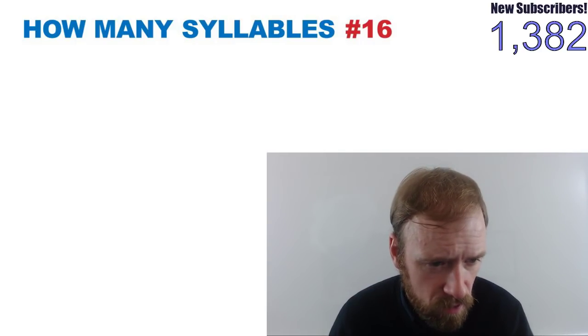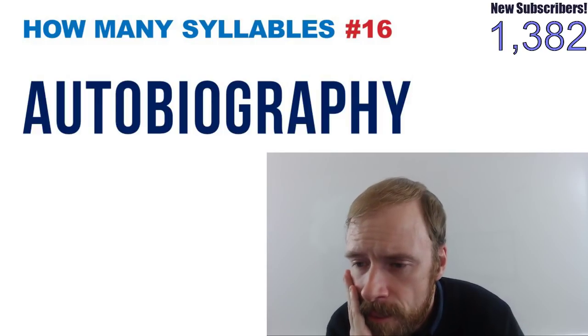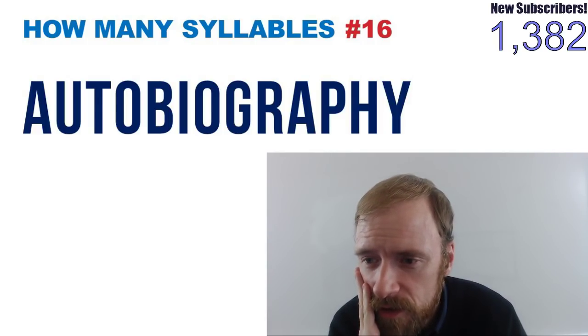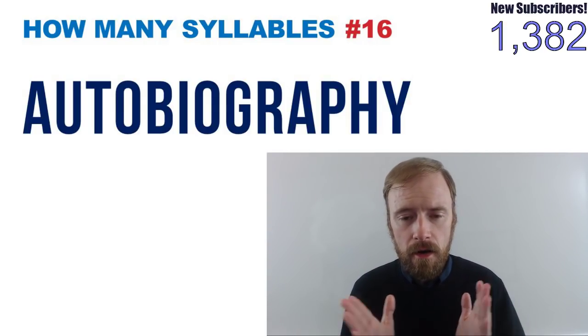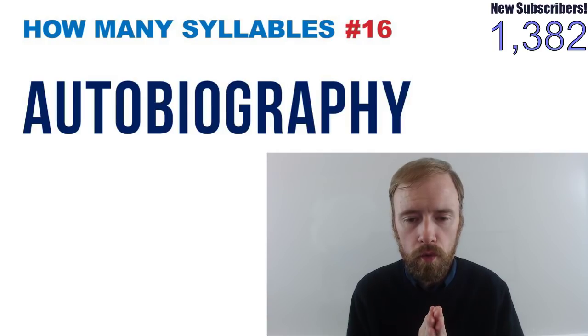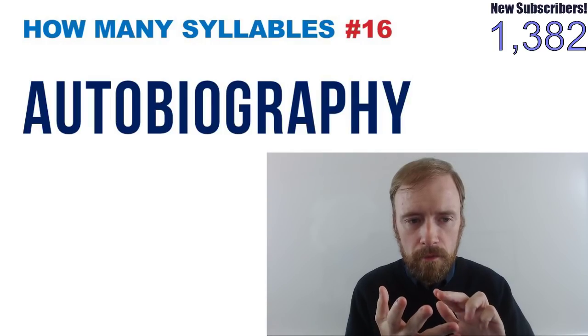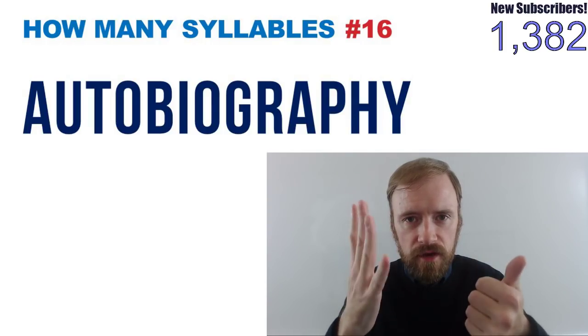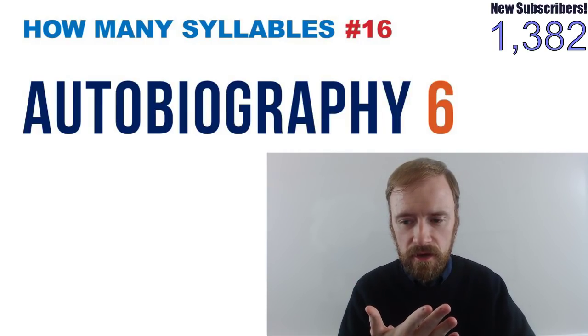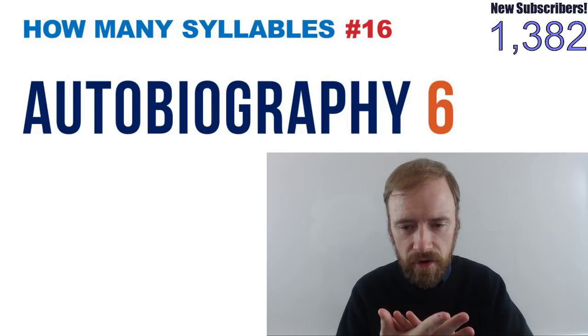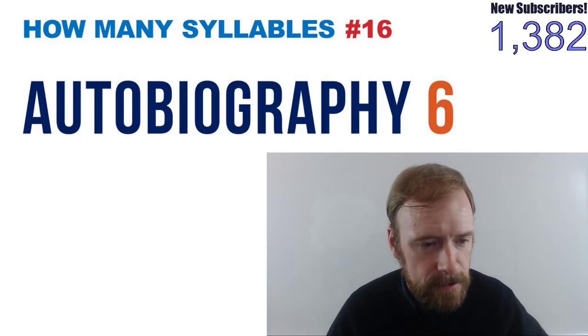Autobiography. Let's get the word up there. This is a big one. I see lots of 6s and 7s and a 5. Let's get through it. Auto, bi, og, raphy. Autobiography should be 6.